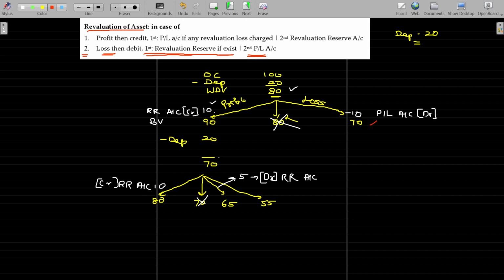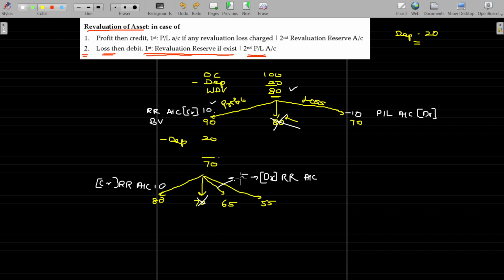In the second option, no. In the very first scenario itself, loss. There is no revaluation reserve existing, so I usually debit that to the P&L account. But in this scenario, first year there is a gain. That gain is kept in the revaluation reserve. Subsequently, there is a loss. Is there any gain in the revaluation reserve already existing or not? You just verify. If there is revaluation reserve, you just adjust this loss in that revaluation reserve first of all.